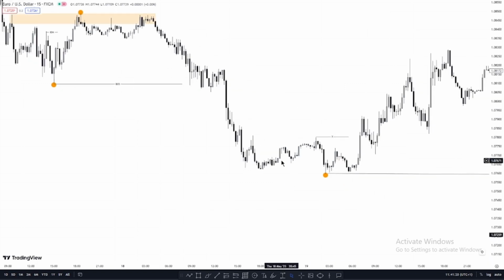Where is your valid low now? It created another structure here, or it first created this one. Is this a valid low? Is this low valid? No, it's not valid. How about this? Is it valid? No, it's not valid. Why are these lows not valid? Because it has not taken out the first internal structure high.